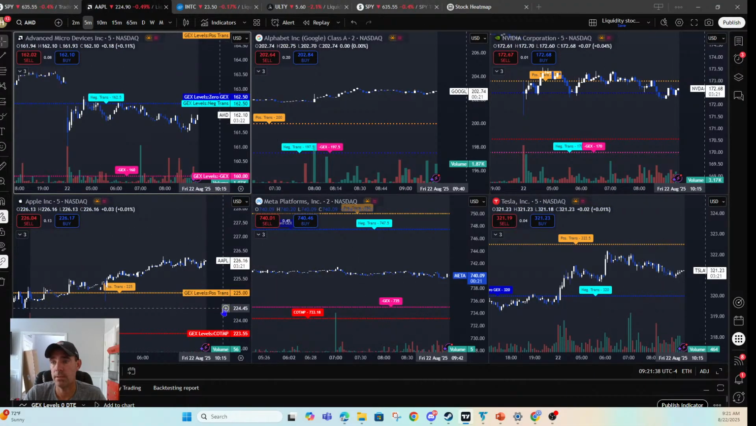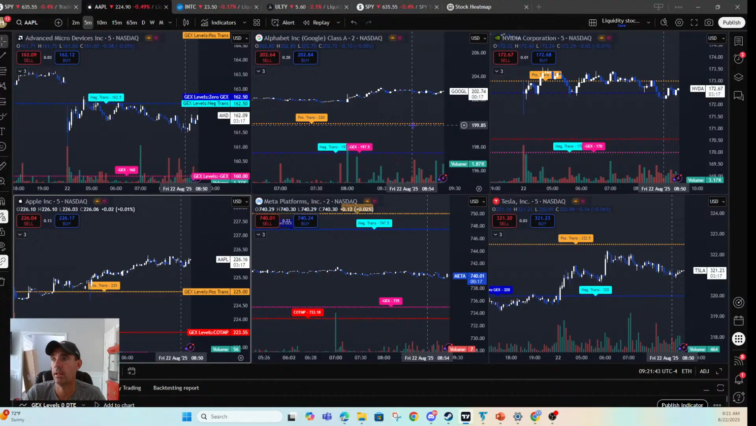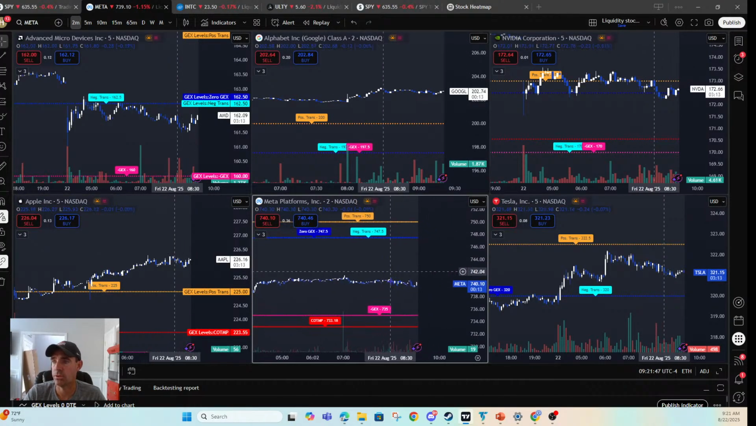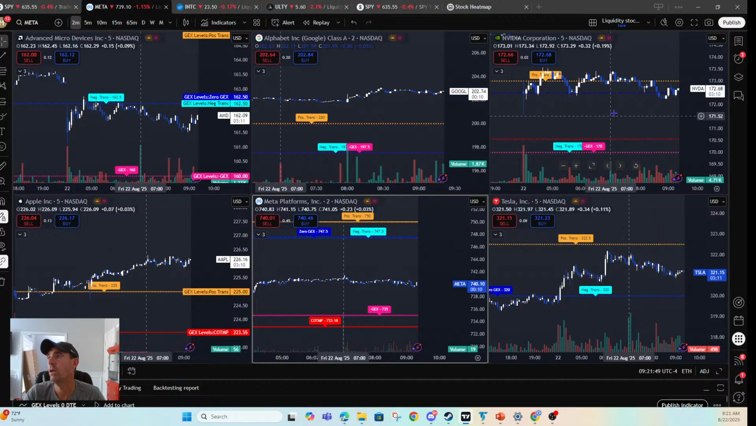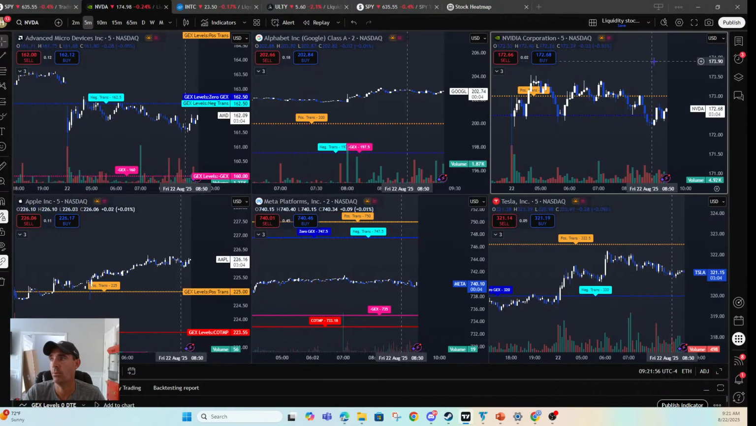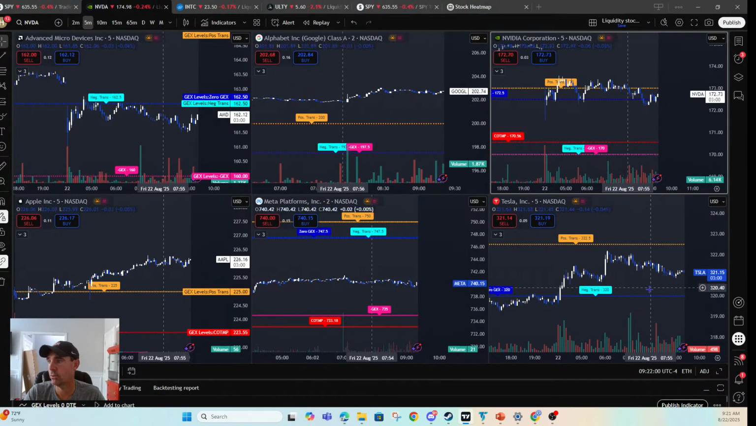Apple's above P-Trans, needs to hold that level for the bulls. Google above P-Trans, need to hold that level at 200. Meta below N-Trans, 0 gex and P-Trans, so that's a little bit more negative. NVIDIA already testing our P-Trans 0 gex levels this morning, so key levels to watch. If we're above those, I'd anticipate more price appreciation, or below, possibly a pullback down towards 170.